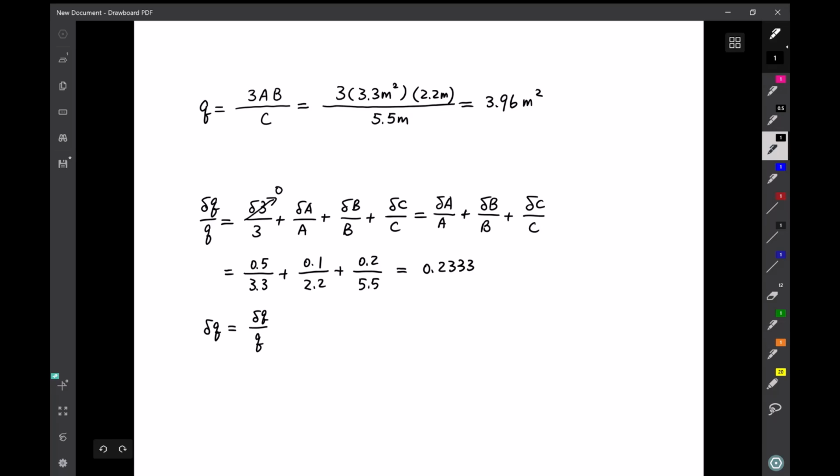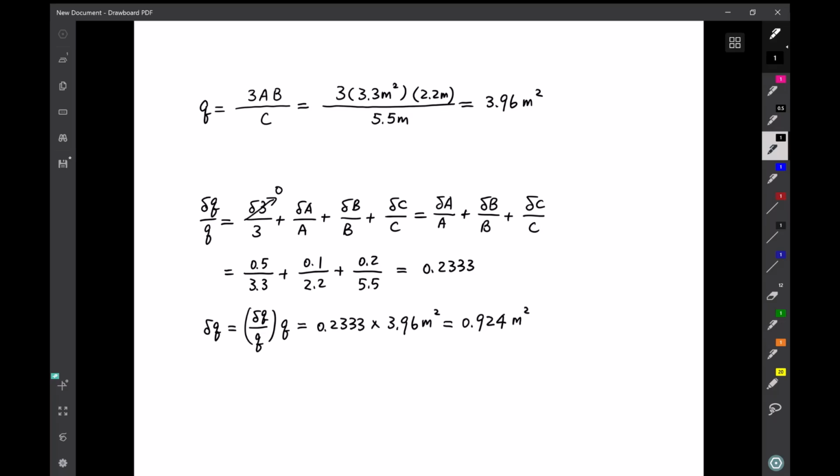Now to get the absolute uncertainty, you take the relative uncertainty times the value. So that would be 0.2333 times 3.96 meters squared. That equals 0.924 meters squared.